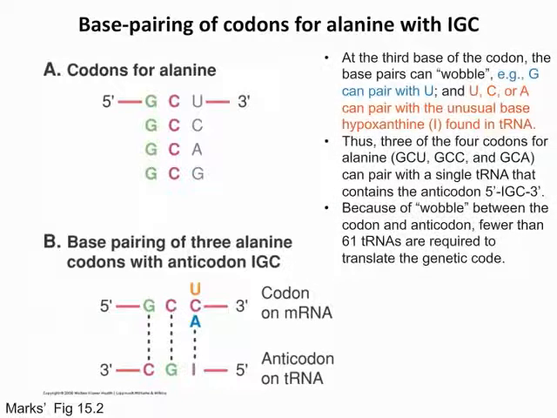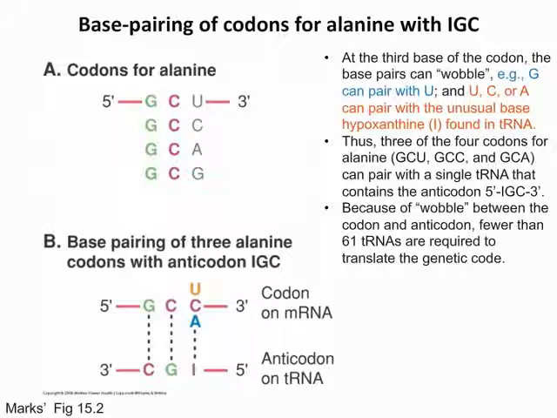This slide is just talking about something called wobbling, which affects the third base of the codon. Base pairs can wobble. For example, G can pair with U, and A, C, or U can pair with a base called hypoxanthine, which is represented by I, and it's found in tRNA. For example, here we have alanine. We know alanine has 4 different codons, if you look back at the previous table. And it's saying that 3 of the 4 codons, GCU, GCC, and GCA, can pair with a single tRNA that contains the anticodon IGC. That's shown in the picture on the bottom.